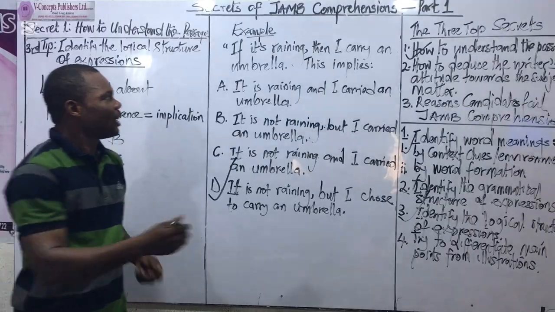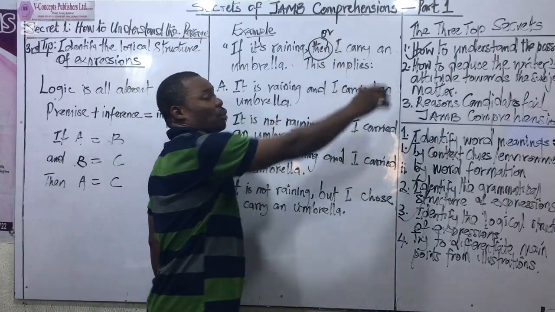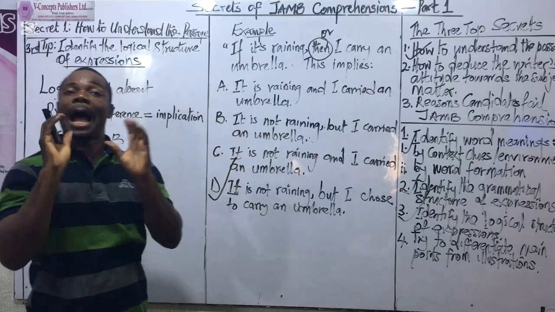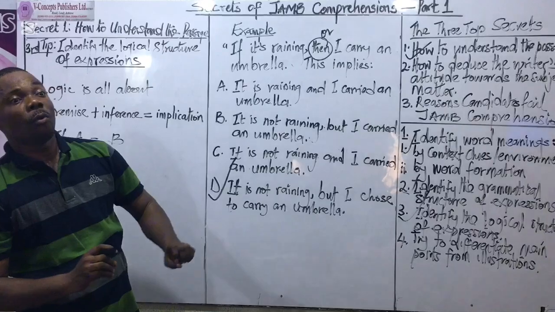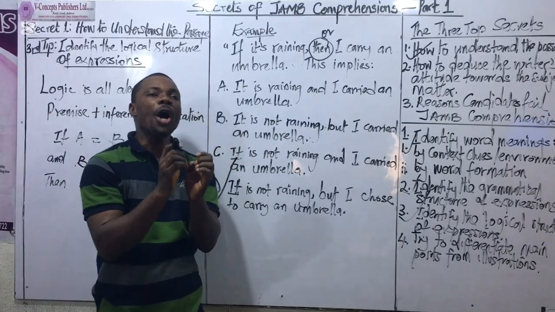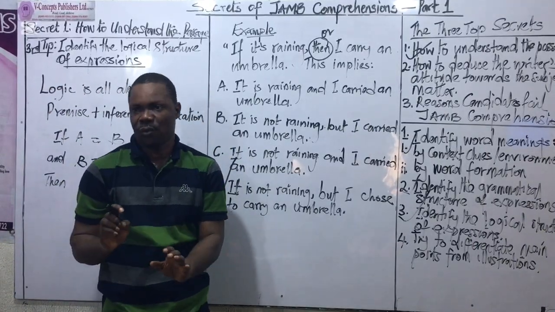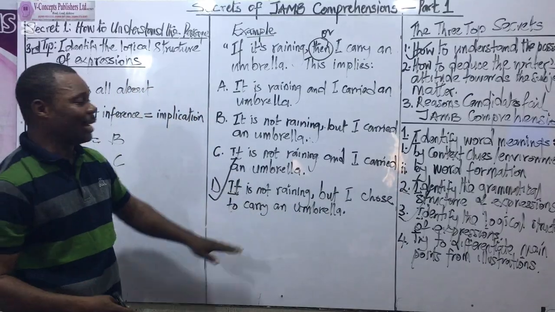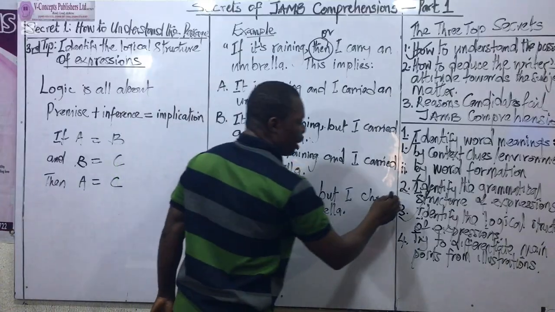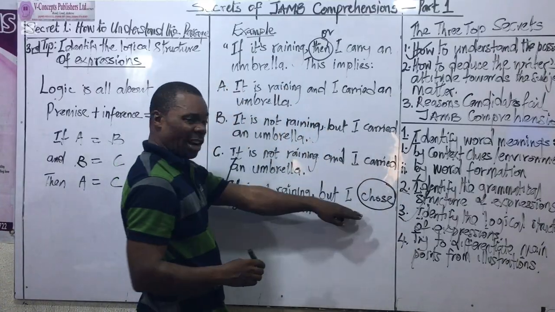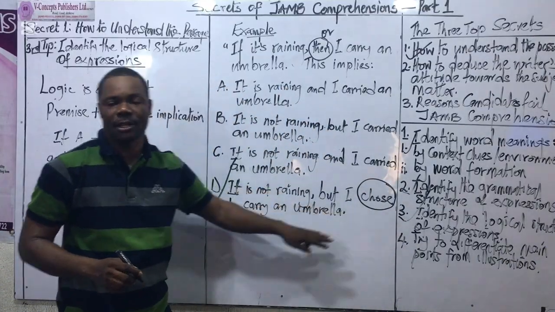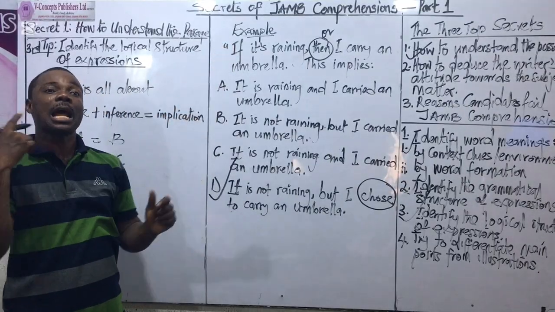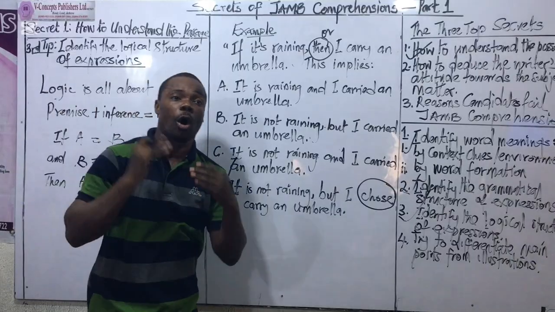Why is it like that? The use of then in an expression is equivalent to the use of what? Or. And an expression that has an or will always have one part of it to be positive. So it is not raining, I choose to carry what? An umbrella. And it's under what? Probability. That is why this I choose is a qualifier or a modifier in this expression. So the ability to understand expressions like this is very helpful in understanding JAMB comprehension passages.